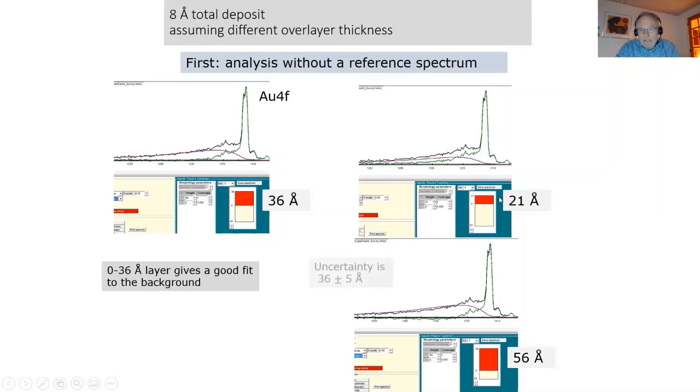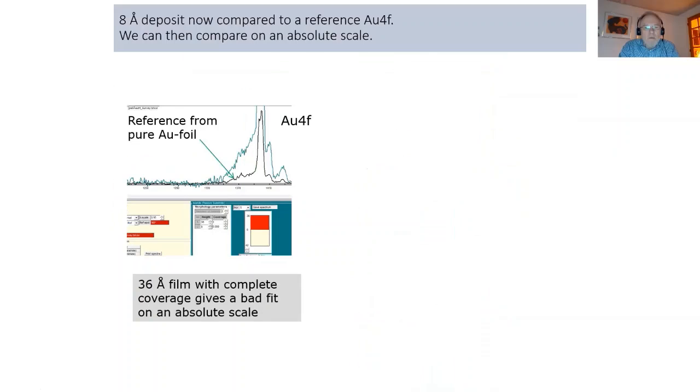And we can see the uncertainty on the analysis. We can clearly discriminate between these two thicknesses, and the uncertainty on this thickness is about 5 angstroms. Now, if we include a reference spectrum from a gold foil, first analyzed in the usual way, we have the reference spectrum here to compare to. And it's clear that this gives a very good fit out here, but not in the peak.